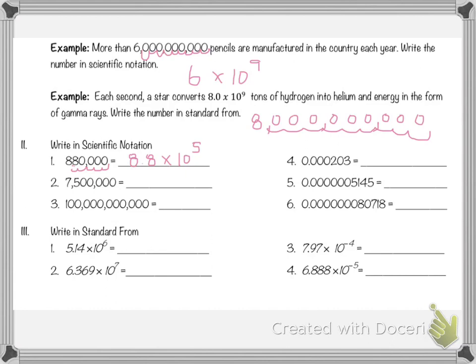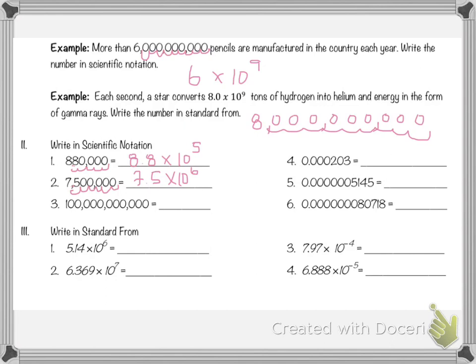Okay. Same thing over here. We want the decimal to be in between the first digit. So we now need to count. We're moving our decimal to the left: 1, 2, 3, 4, 5, 6. So this is going to be 7.5 times 10 to the 6th power.